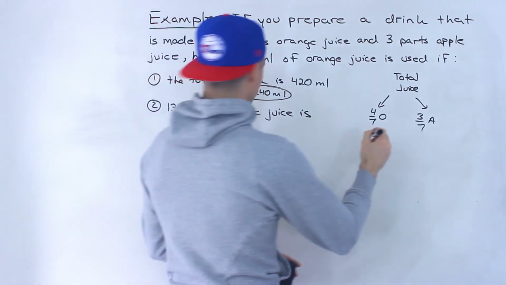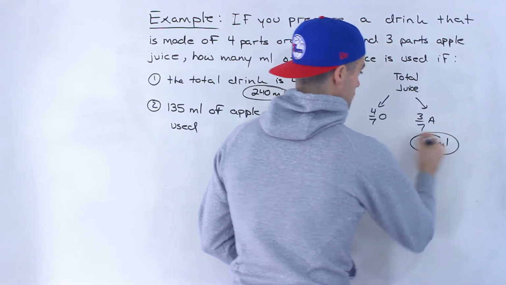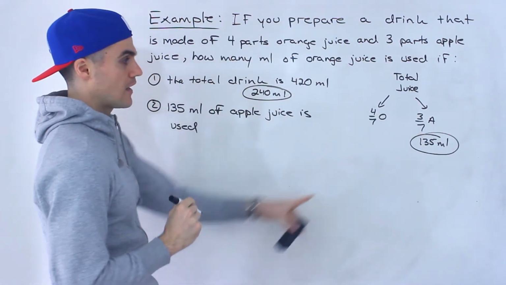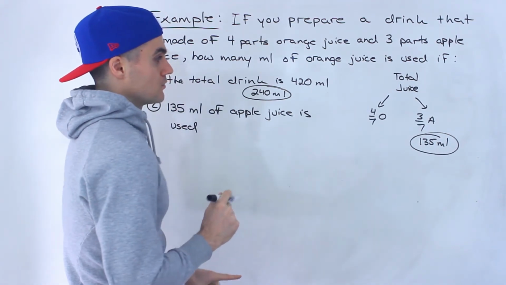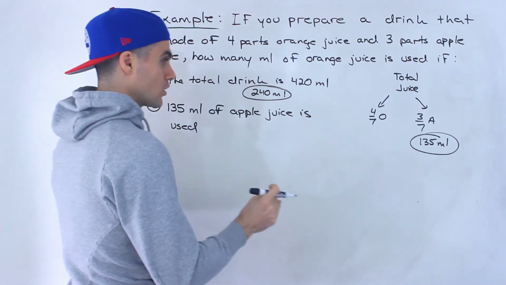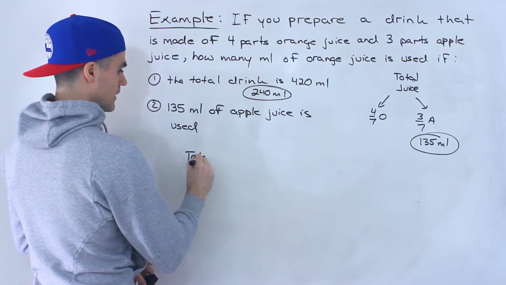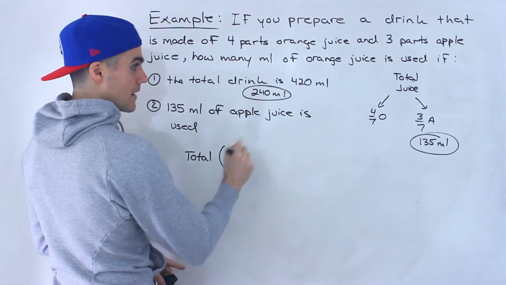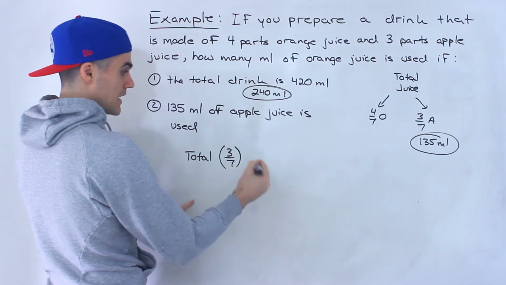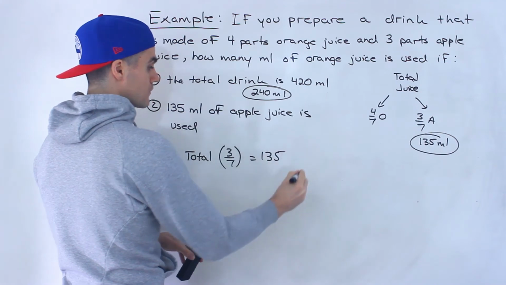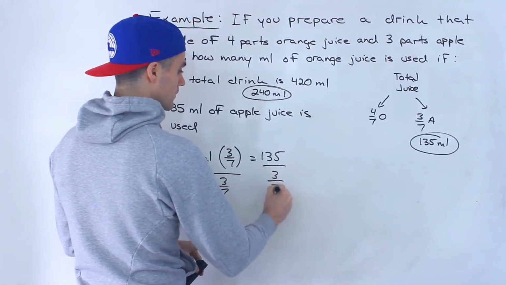So we're told that there's 135 milliliters of apple juice that is used, and they want the total amount of orange juice. So 2 different ways to do this. The longer way is you could first find what the total is. So we could take the total amount of juice and multiply that by 3/7. 3/7 of it is going to be apple juice, and we know that that's going to be 135. And so to get the total, we can just divide both sides by 3/7 here.